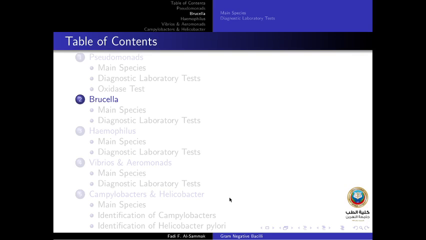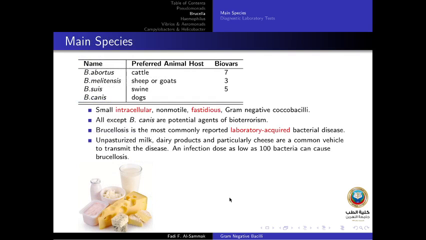Now we go to the other genus, Brucella, and we have four medically important species. In this table, we see the preferred animal host and the number of biovars. What is special about Brucella is that they are intracellular and responsible for what is called Malta fever, and they are non-motile, fastidious, gram-negative bacilli.